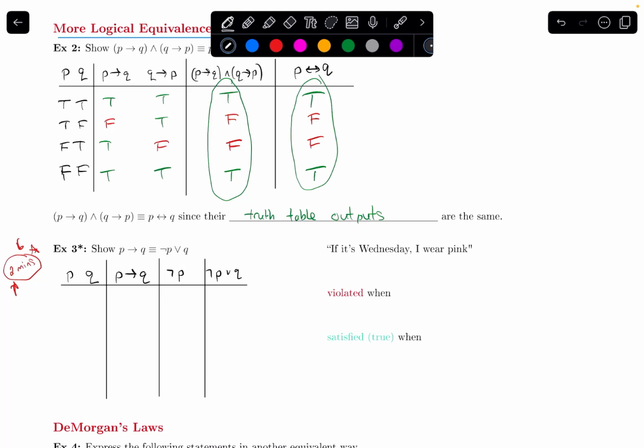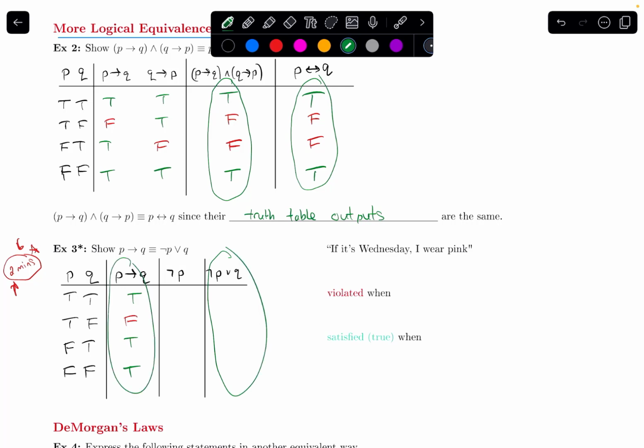Okay, so for Q, I alternate true, false, true, false. For P, I'll alternate double true, double false. And now I have all four possibilities here. Just like we saw in the last one, P implies Q is only going to be false if P is true, but Q is false. But in the other rows, the conditional is true. Okay, so I'm hoping that this column and this column are going to match.